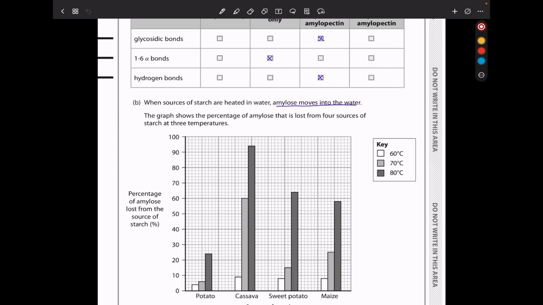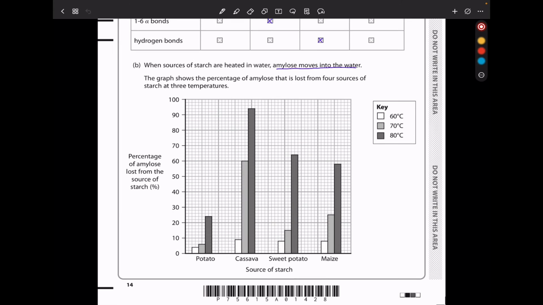In part B, when sources of starch are heated in water, amylose moves into the water. The graph shows the percentage of amylose that is lost from 4 sources of starch at 3 temperatures. On the vertical axis, we have the percentage of amylose lost from the source of starch, and horizontally, we have the source of starch. The key shows us the temperature, and overall, we can see at 80 degrees, there is greater loss in comparison to the others, and at 60 degrees, there is the least lost. So the higher the temperature, the greater the amylose lost.